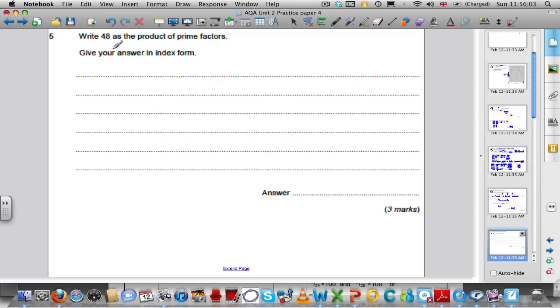Okay, question 5. Nice easy one here. 48 as a product of primes. Product means multiplication, remember. Give your answer in index form. Don't lose an easy mark by not writing it in index form. So, 48. Let's just write our primes down here. What are our primes? 2, 3, 5, 7, 11, 13. That should get us home.